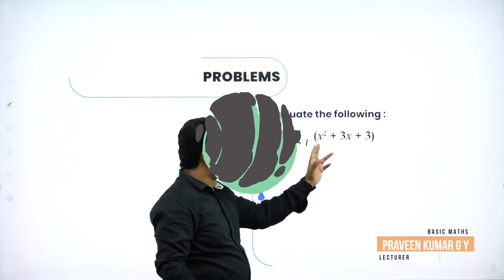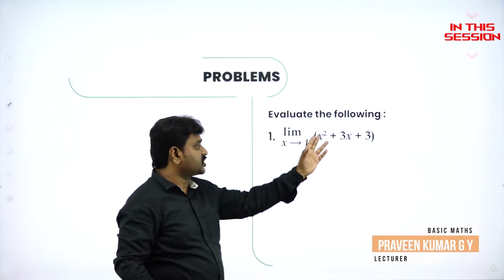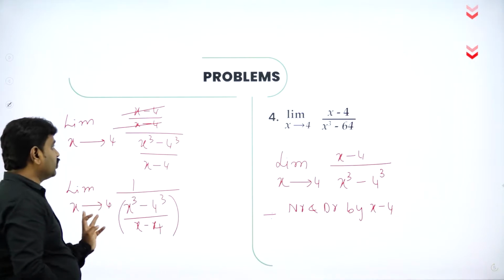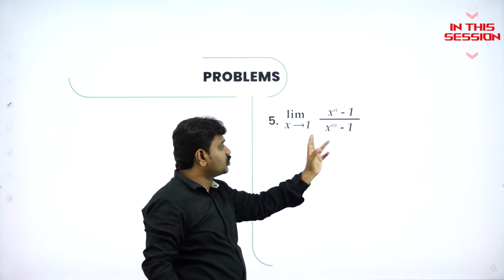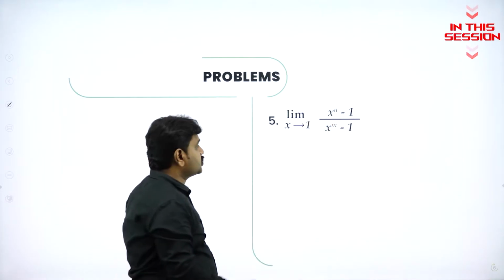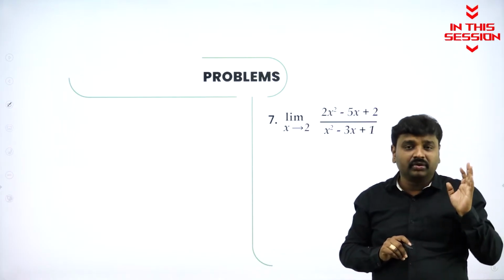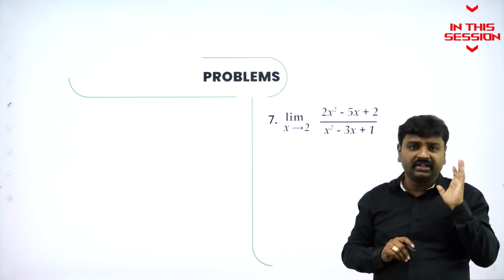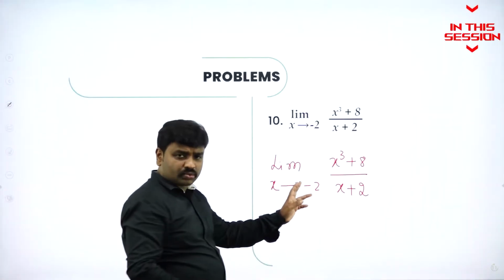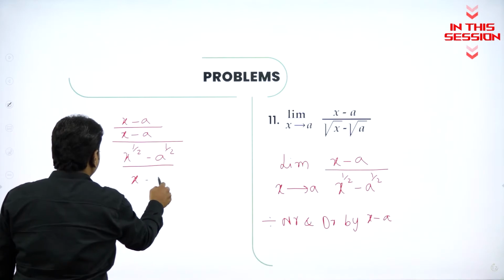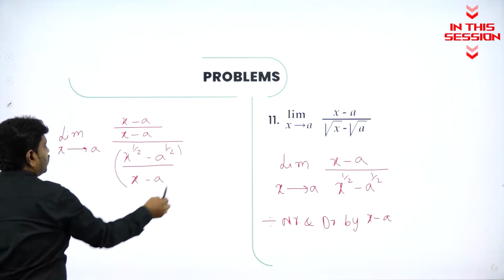Limit x tends to 1, (x square plus 3x plus 1) by (3x plus 3). If you have numerator by denominator, you can apply limit separately for numerator and separately for denominator. Limit x tends to 1, (x power n minus 1) by (x power m minus 1). So what should we do? Directly when you apply limit, if you are getting 0 by 0 or any indeterminate form, then you should simplify. Limit x tends to minus 2 means what? In the place of x put minus 2. If you do that, now you can apply limit separately for numerator and separately for denominator.